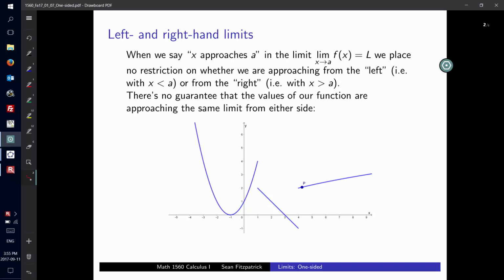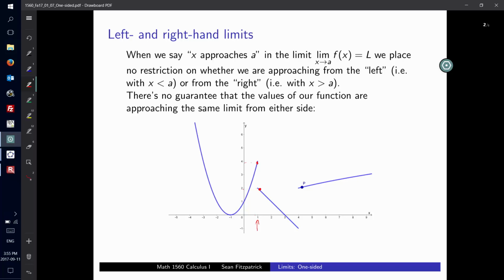So we can see for the graph that's drawn here, if I was interested in what's going on, let's say, near x equals 1, well, if I'm just a little bit to the right of x equals 1, I've got y values that are close to 2. If I'm just to the left of x equals 1, I've got y values that are close to 4. Right? So I don't have this agreement on either side of 1.